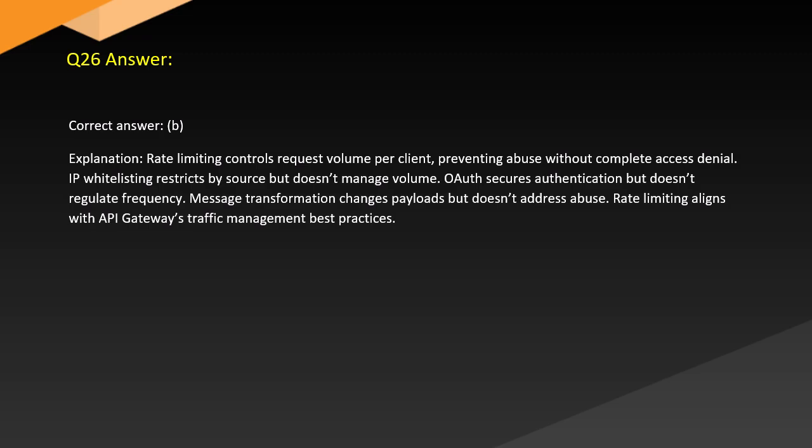Answer. Correct answer: B. Explanation. Rate limiting controls request volume per client, preventing abuse without complete access denial. IP whitelisting restricts by source but doesn't manage volume. OAuth secures authentication but doesn't regulate frequency. Message transformation changes payloads but doesn't address abuse. Rate limiting aligns with API Gateway's traffic management best practices.